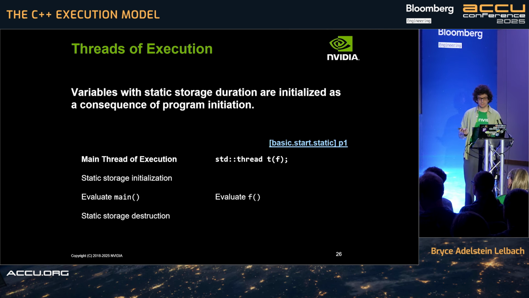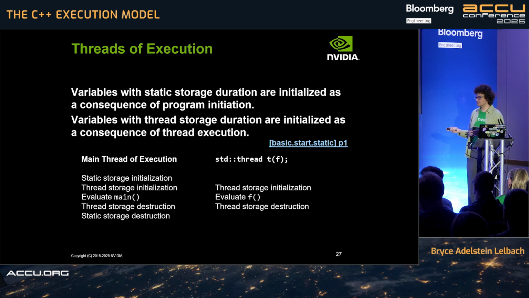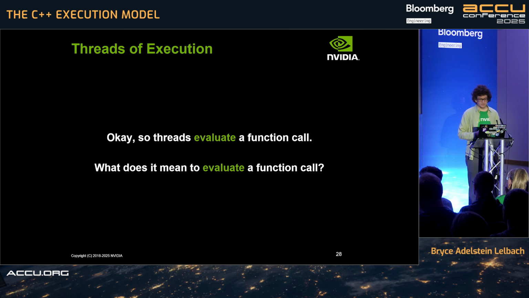So let's talk about how initialization interacts with threads. Variables with static storage duration are initialized as a consequence of program initiation. So static objects will be constructed before main and then destroyed after main. And variables with thread storage duration are initialized as a consequence of thread execution. So threads essentially evaluate a function call, and that's how we should think about them. But what exactly does it mean to evaluate a function call? To understand what evaluating a function call means, we first have to understand what evaluation means. And to understand evaluation, we first have to understand expressions, because that is what evaluation operates on.